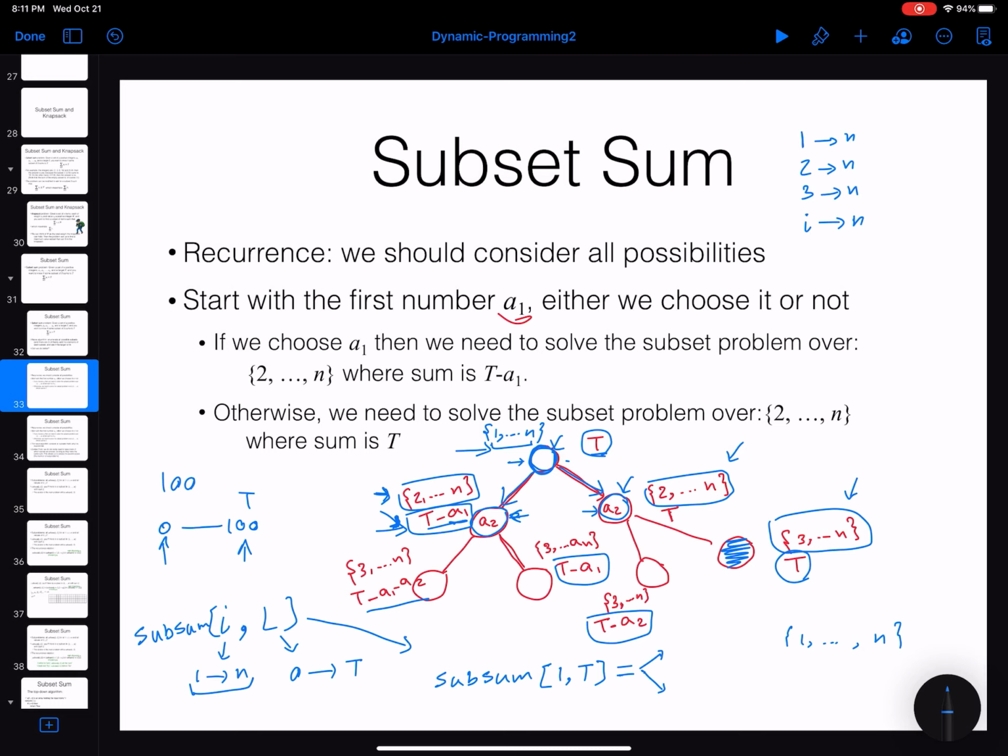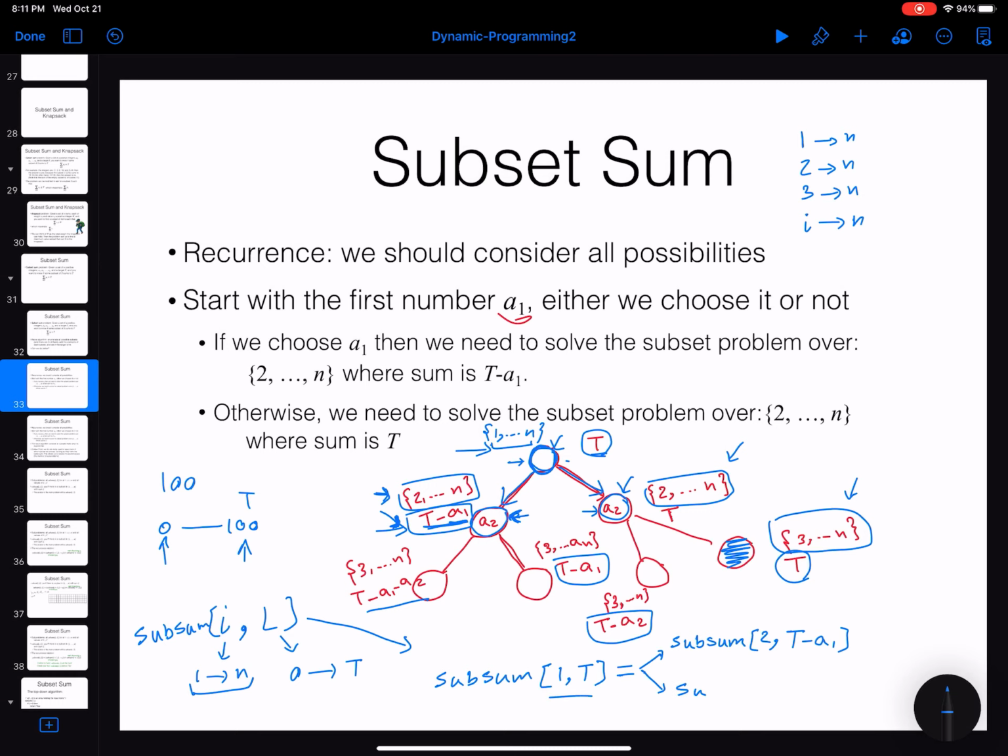This subproblem is where you are taking A1, right? And so the target is going to be t minus A1. So it's going to be subsum, let me erase here, of the items from 2 to n. I don't have access to the first item anymore. And what is the target? The remaining target is t minus A1. If the answer here is true, this is going to be true as well.